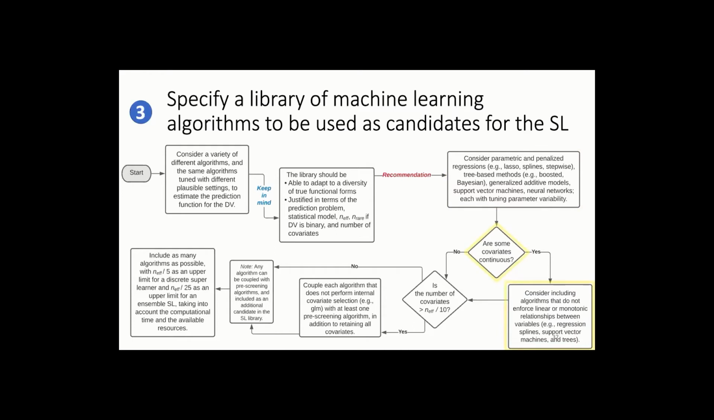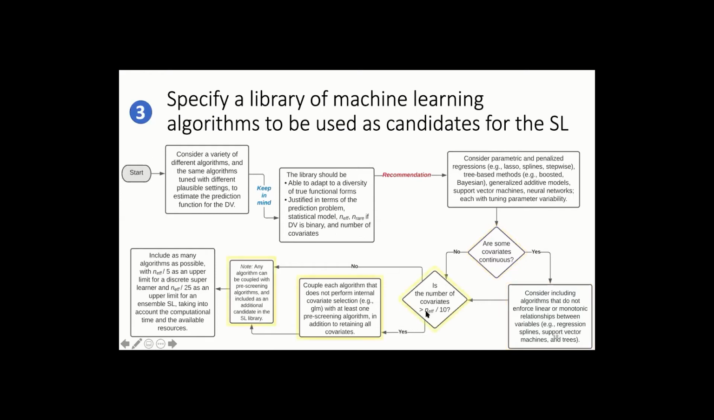If we have some continuous covariates, we should keep in mind that we can include algorithms that don't enforce linear or monotonic relationships between variables. Some of these we included above, but we just list them again here. Regression splines, support vector machines, and trees. Even if we don't have continuous covariates, we still end up at the same spot in this flowchart.